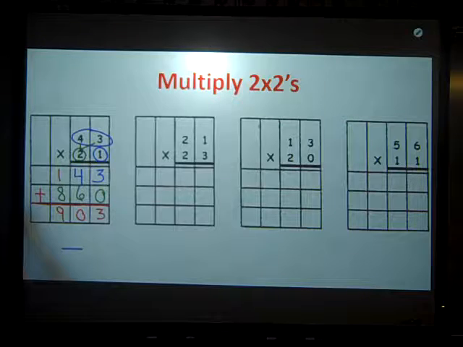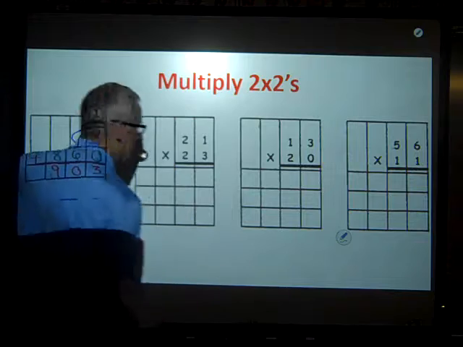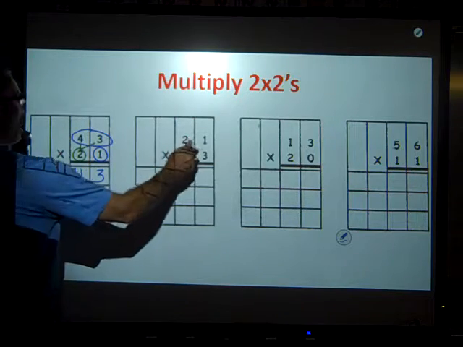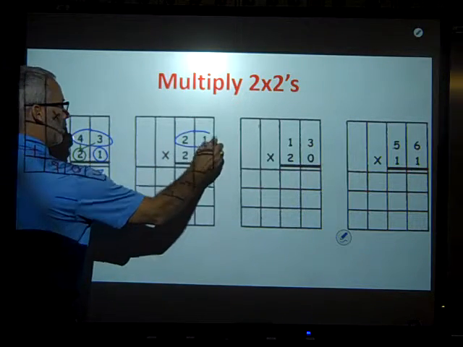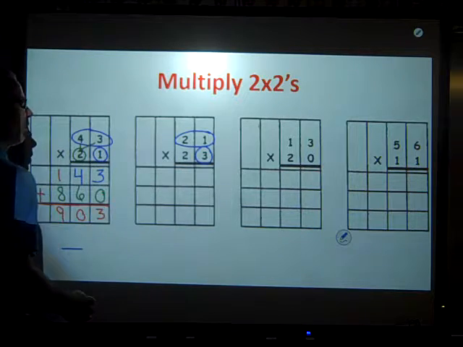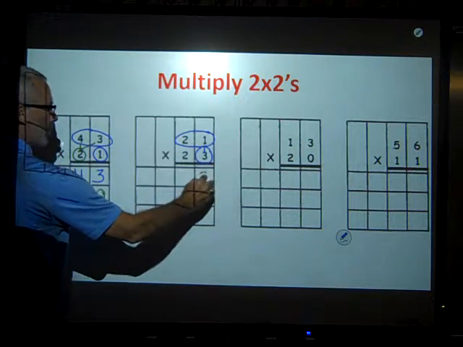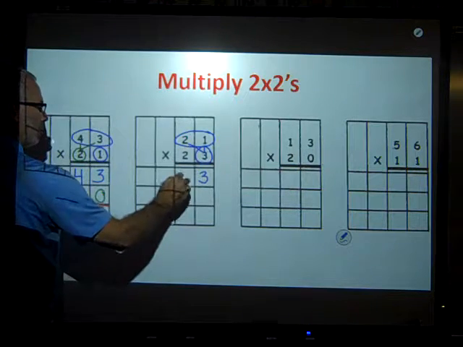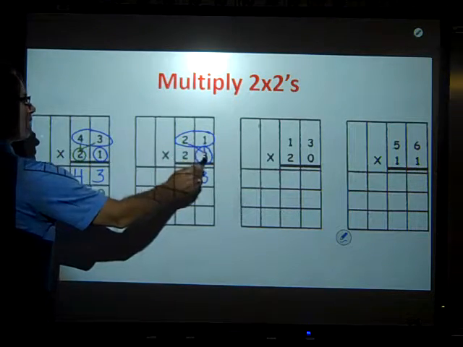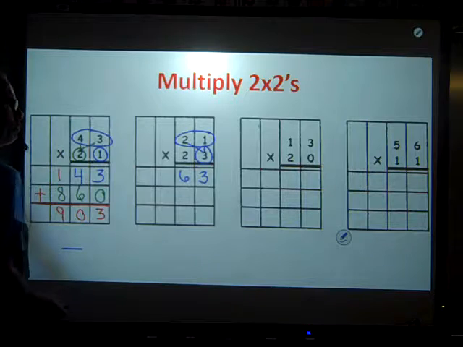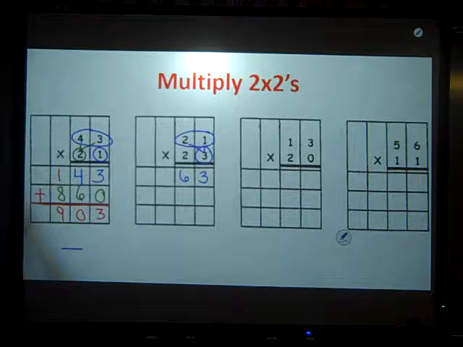21 times 23. Okay, 21 times 23. Look at your notes. What does the first step say? Multiply the numbers in the top row by the ones place in the bottom row. So I will multiply 21 times 3. What is 21 times 3? Let's start with 3 times 1. 3. 3 times 2. 6. So that tells me that 21 times 3 is 63. Okay, I agree with that.